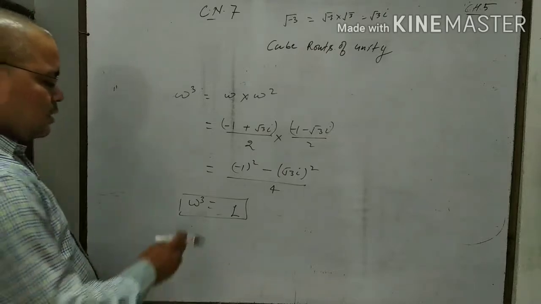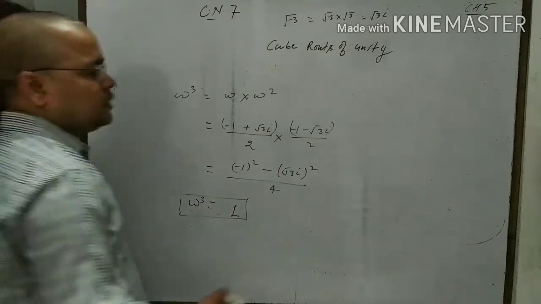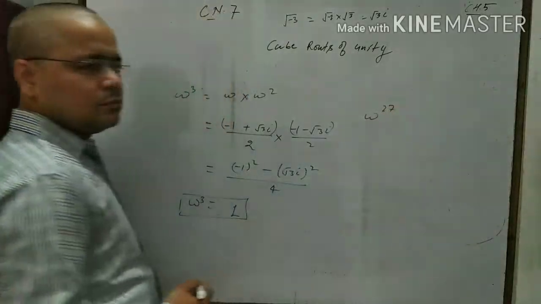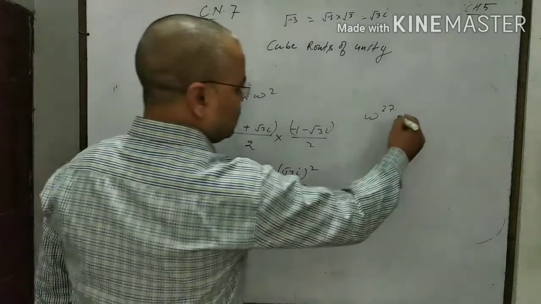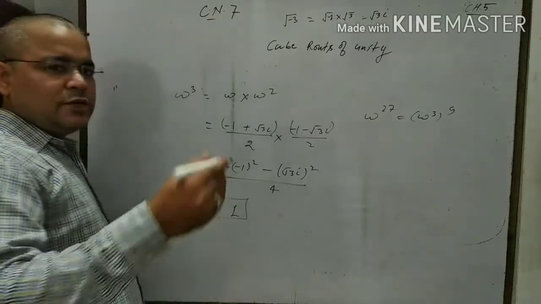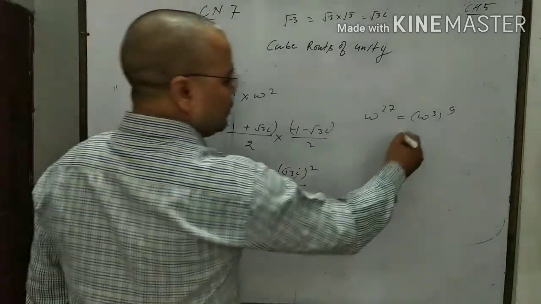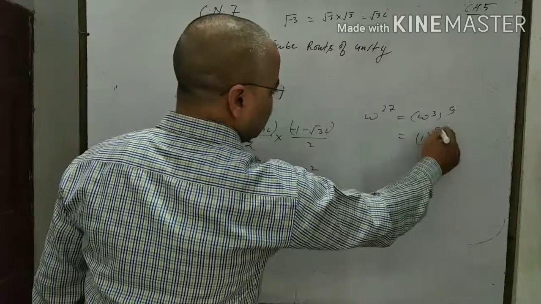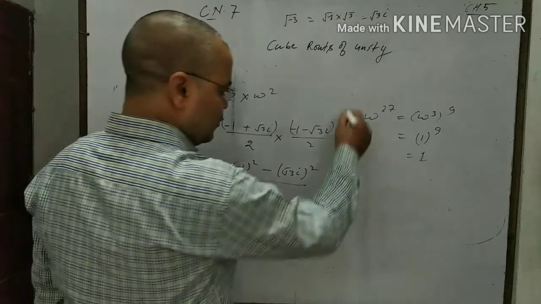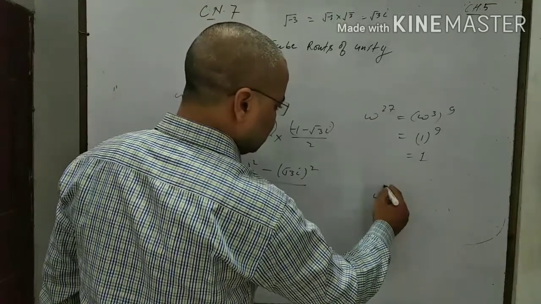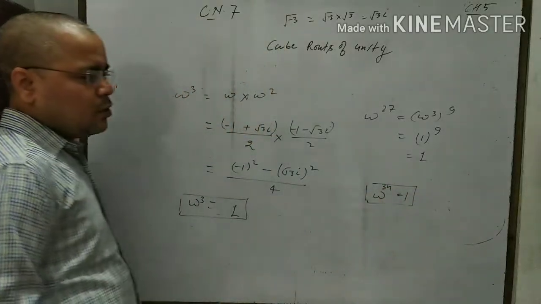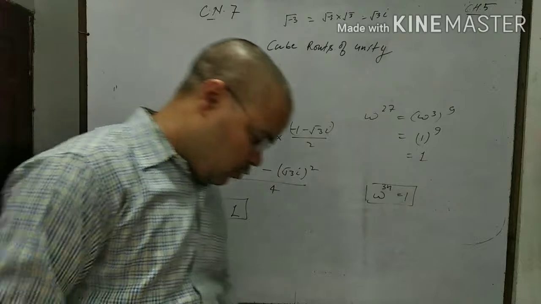Omega cube is equal to 1. Then what is the value of omega 27? Omega 27 is omega cube whole raised to the power 9, since 9 into 3 is equal to 27. And the value of omega cube is 1, so 1 raised to any power is 1. It means here we can make a conclusion: omega raised to the power 3n is equal to 1.